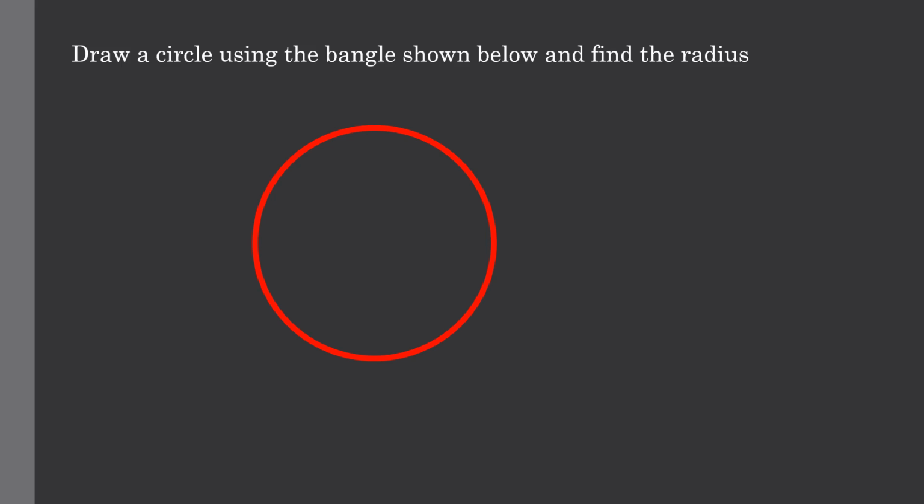Let's now see another situation. Draw a circle using the bangle shown below and find the radius. You may have a bangle with you. Take that and draw a circle and try to find the radius. What do you think? Is it possible to find the radius of the bangle? Some of you said no, but can you tell me the reason why we can't find the radius?